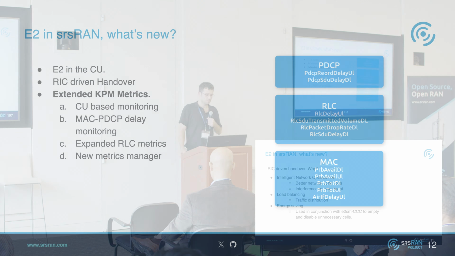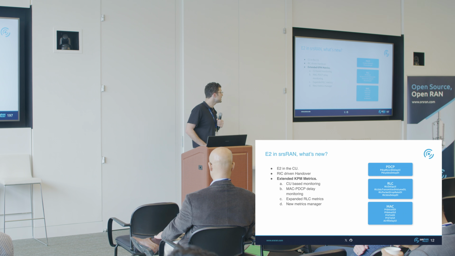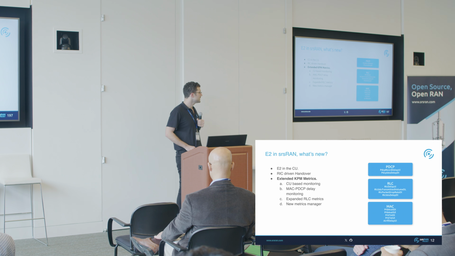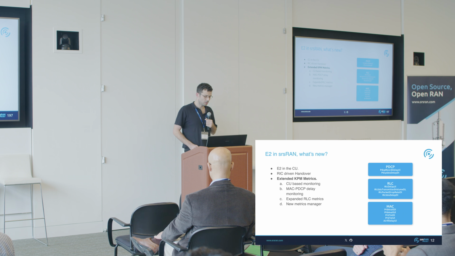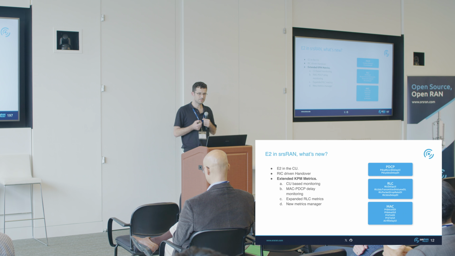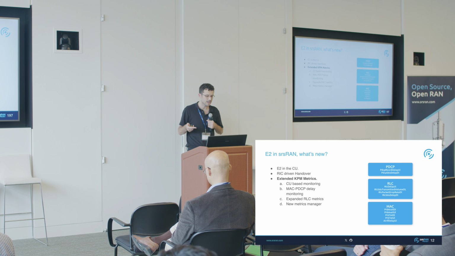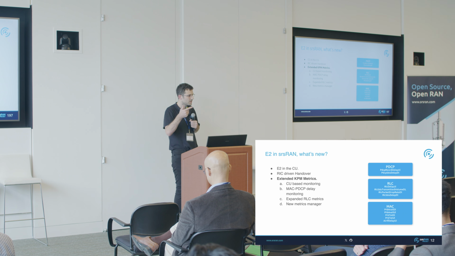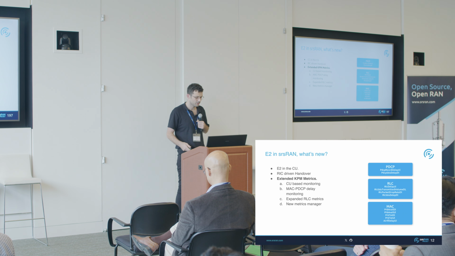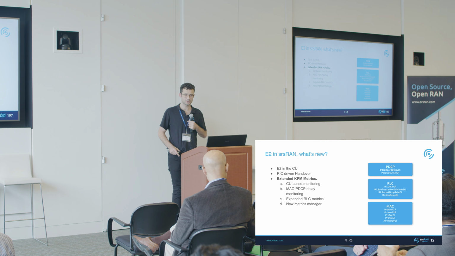So the third thing that we did was extend the KPM metrics. We expanded some KPM metrics in the CU. We enabled some KPM monitoring in the PDCP, which was enabled by the new E2 agent in the CU. And then we also audited a lot of delay-related metrics across the stack. A lot of our academic partners were really interested in characterizing delay across the different layers in the stack, so we've been focusing a lot on adding this kind of delay monitoring across all of the layers that we support for the E2. And another thing we've done as well is introduce a new metrics manager.